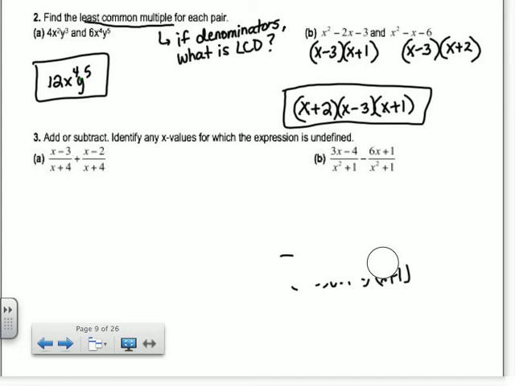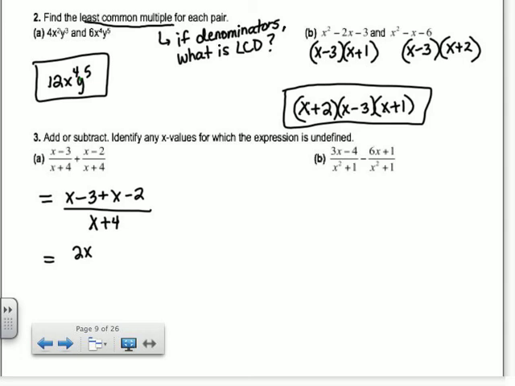Okay, so let's do this on the adding and subtracting. So in the first two examples, we have the same denominator, x plus 4 on the first one, on part B we have x squared plus 1 on both of them. Okay, so that means you can just combine into one fraction. So I'm going to have x minus 3 plus x minus 2 all over x plus 4. Okay, so I get x plus x is 2x. Negative 3 minus 2 is negative 5, all over x plus 4. And that's it.